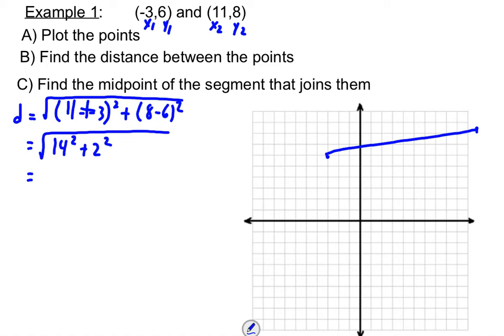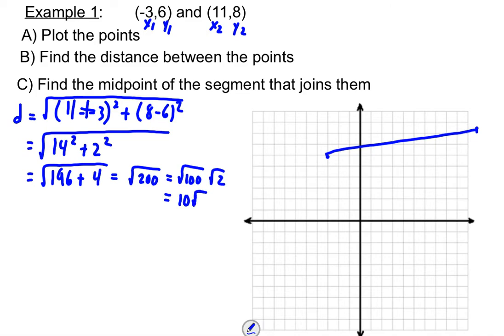14 squared there is going to give me 196. And I've got 2 squared there, which is 4. And that gives us the square root of 200. And the square root of 200 there doesn't come out nicely, so I'm going to break it down. I'm going to do square root of 100 times the square root of 2. I can find the square root of 100. It's 10. I'm going to write down square root of 2. So there's my distance. That's part B.